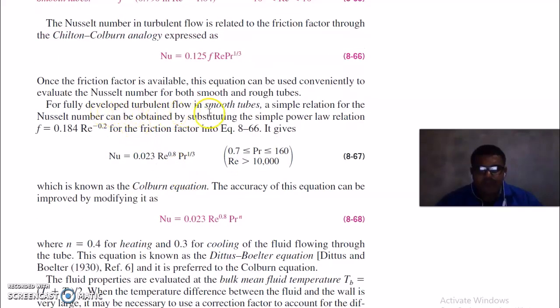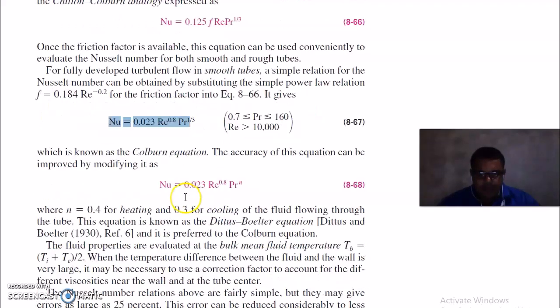For fully developed turbulent flow in a smooth pipe, a simple correlation for the Nusselt number can be obtained by substituting the simple power relation for the friction factor, and the Nusselt number is equal to this. So when you put this friction factor here, you will get this relation, which is valid for Reynolds number greater than 10,000 and Prandtl number in this range. This equation is known as the Colburn equation.